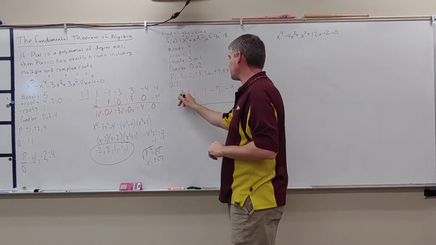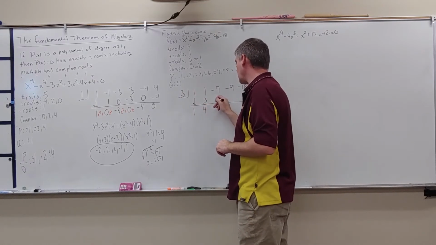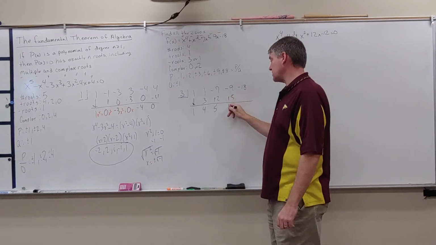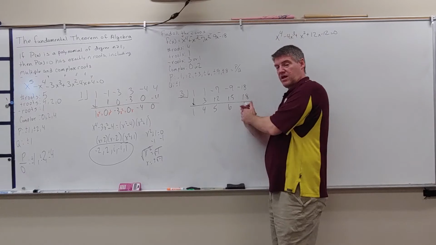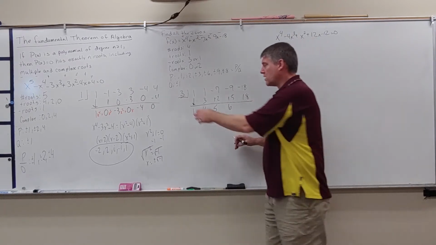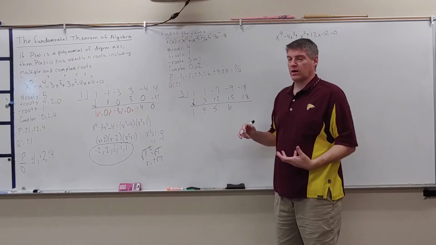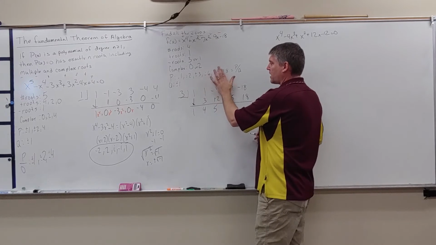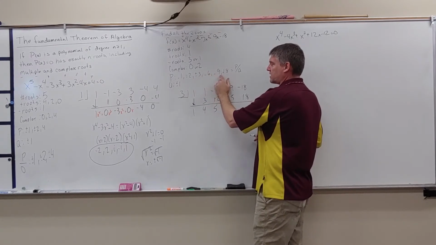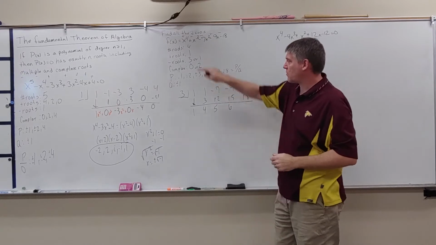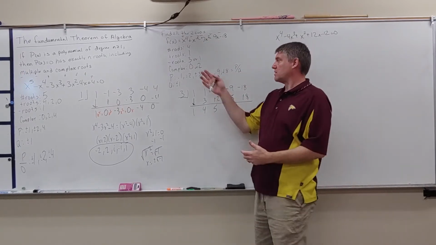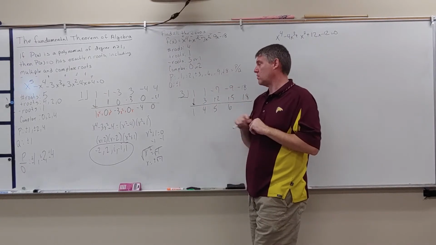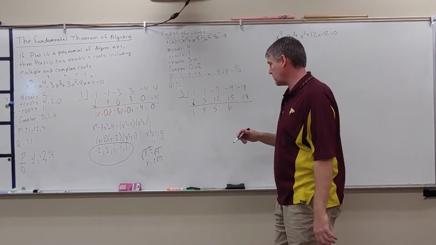I could try 3. 3, this gives me 4. This gives me 12. This gives me 5. This gives me 15. This gives me 6. This gives me 18. And I found my positive one. Okay? So I found that positive 3 works. Do I need to test the others? No. I can immediately say it can't be positive 6, positive 9, or positive 18. It can only be positive 3 because the possible positive zeros is 1. I only have one positive 0. I found it. So I don't have to do positive anymore.